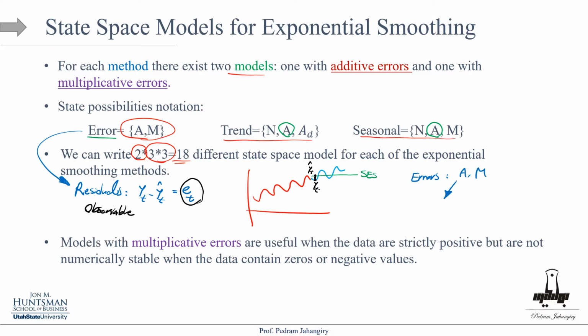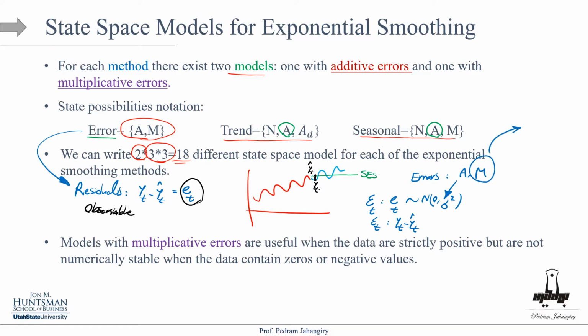Additive simply means that your errors, which we're going to show with epsilon, are the same as the residuals, but we're going to make a huge assumption for that residual. We're going to say they are normally distributed with average 0 and variance sigma squared. For additive, epsilon t is going to be yt minus y hat t. So this is your additive.